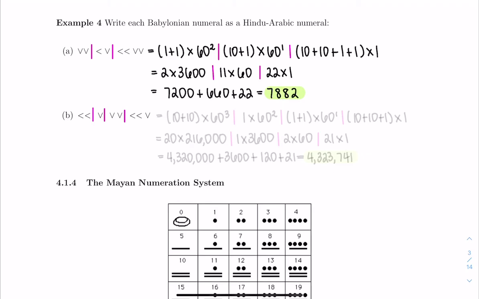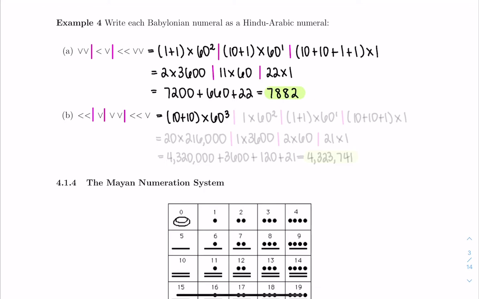So looking at the first one, we have 2 less than value symbols. So that's 10 plus 10. And which position is this in? 60 raised to the 3rd power.